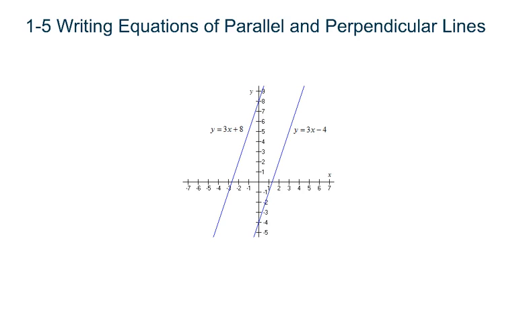So this particular picture shows you one of the lines is the equation y equals 3x plus 8, and the other one is y equals 3x minus 4. Notice that the slopes are the same, but the y-intercepts are different.